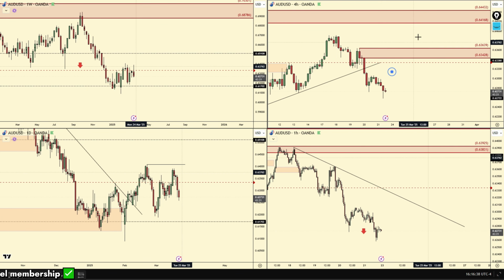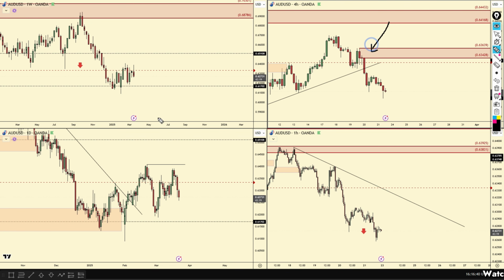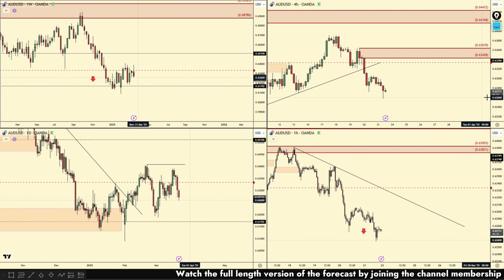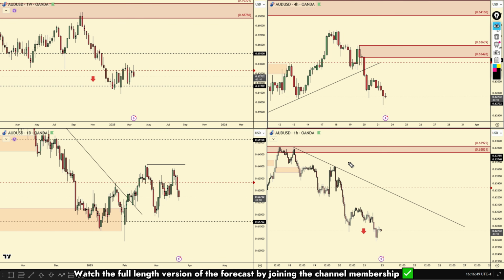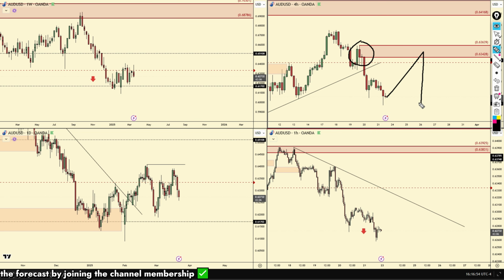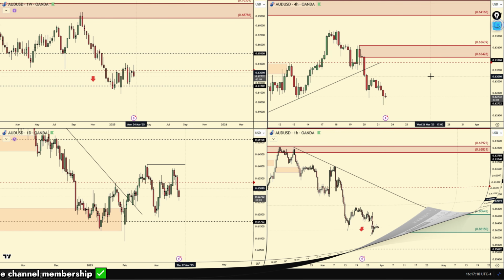Like I said, that 4-hour supply zone there is looking pretty darn good. And overall, on the weekly time frame over here, the trend and momentum is to the downside. That is why I also like that 4-hour area of supply. So in the meantime, 5-minute time frame shorts with the 1-hour downward trend line and pullbacks up to the 4-hour supply are both good here on the AUD/USD.